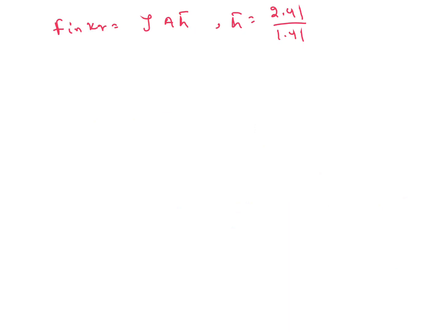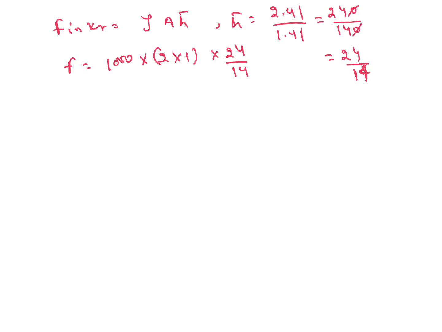For approximation it's 240 by 140. 24 by 14. Then F in kg equal to rho 1000 into area is 2 into 1. Then h bar 24 by 14. 24 by 7.